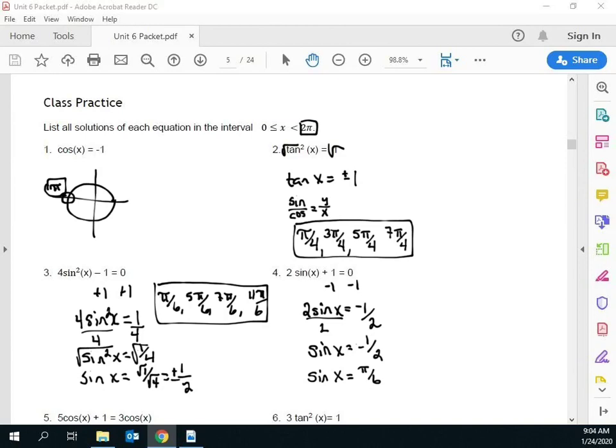So where is y negative? Third and fourth quadrant. Very good. So we'll put this pi over 6 in the third and fourth quadrants. So that means we have to add 1 for the third quadrant. We have to double and subtract 1 for the fourth quadrant. I've done that twice so far.